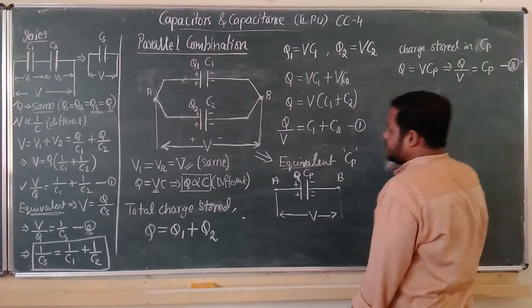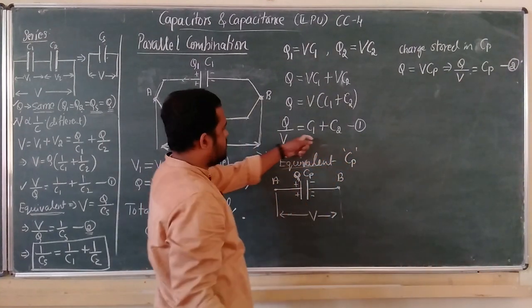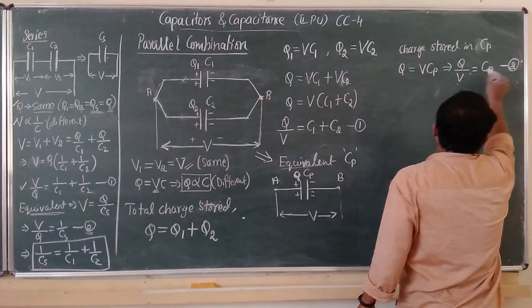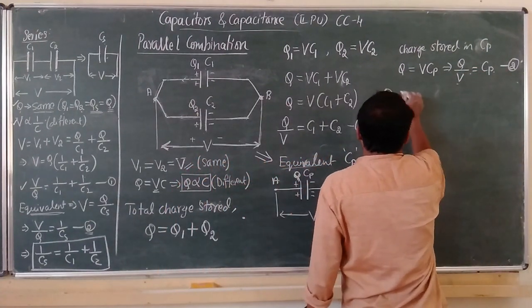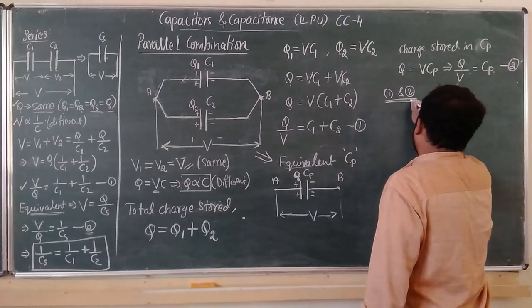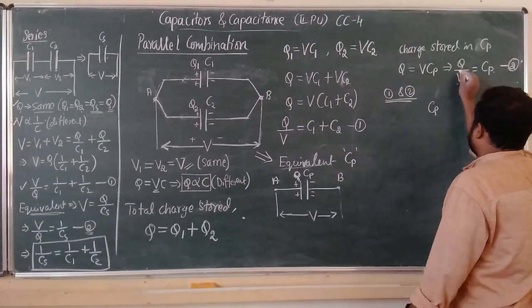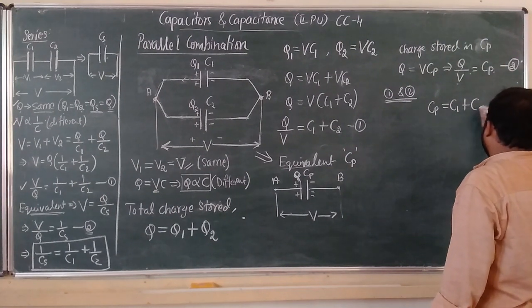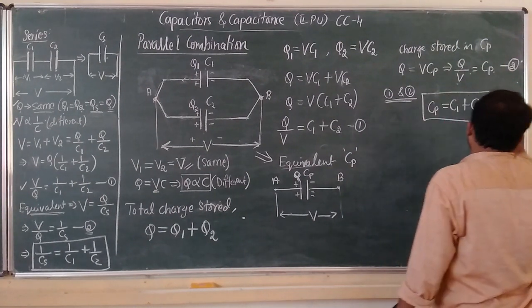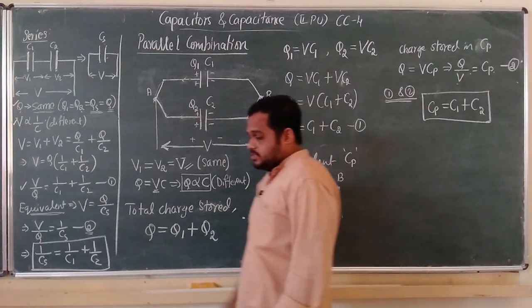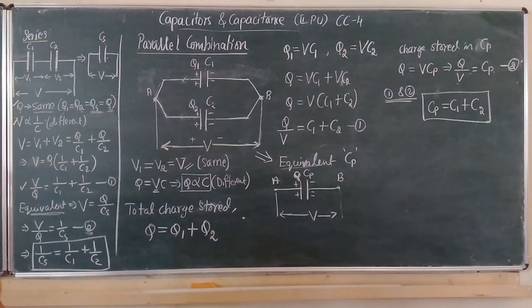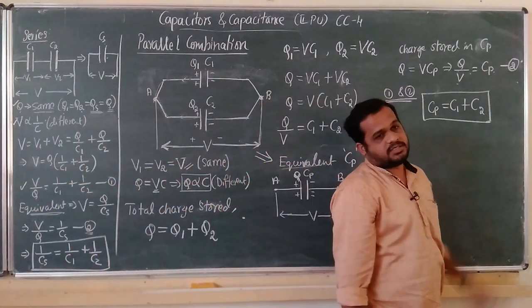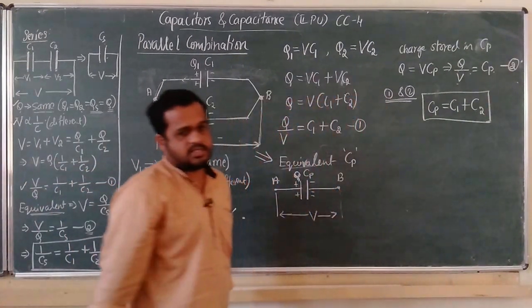Now compare equation 1 and equation 2. Equation 1: Q by V is equal to C1 plus C2. Equation 2: Q by V is equal to CP. On comparing 1 and 2, the left hand side is the same, therefore equate the right hand sides. CP is equal to C1 plus C2. So when two capacitors are connected in parallel, the effective capacitance is given by the sum of the capacitances of the individual capacitors. CP is equal to C1 plus C2.